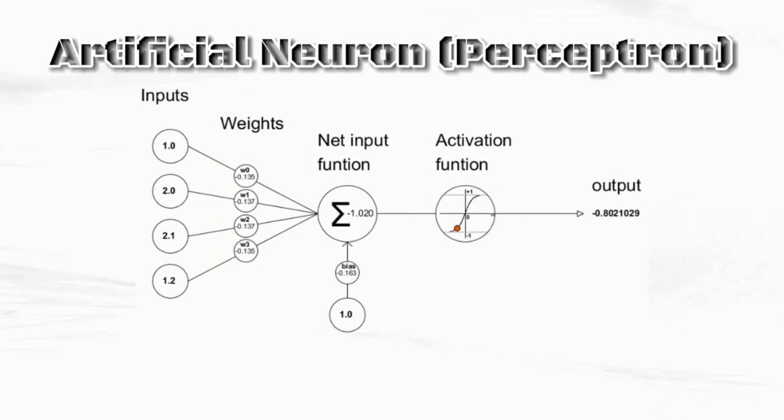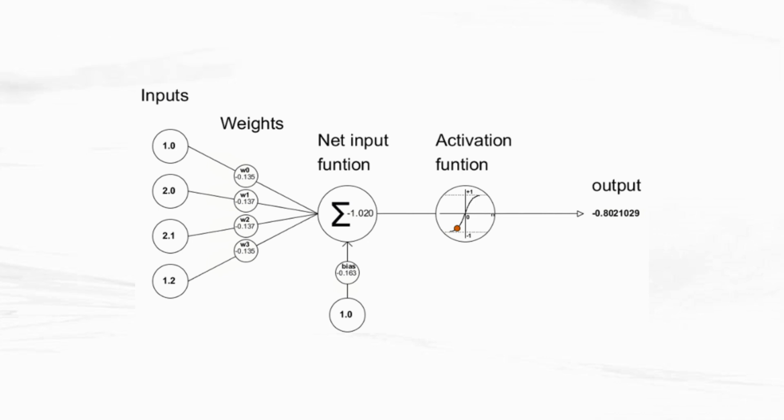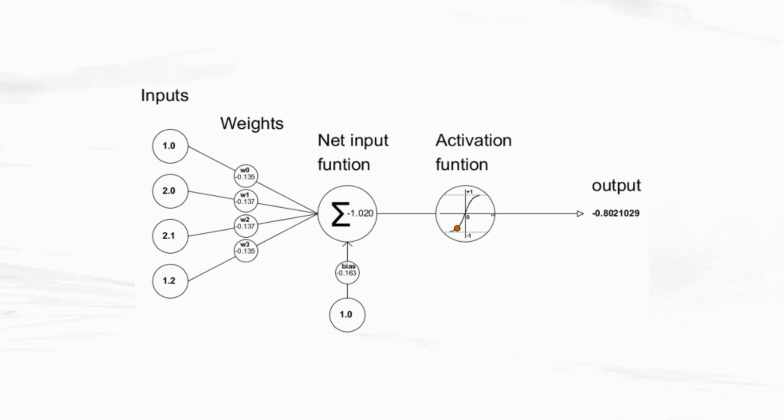An artificial neuron, also known as a perceptron, takes inputs, applies weights to them, sums them up, and passes them through an activation function to produce an output.